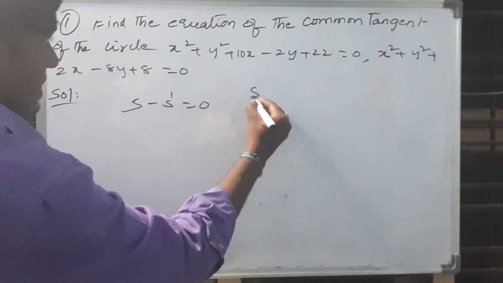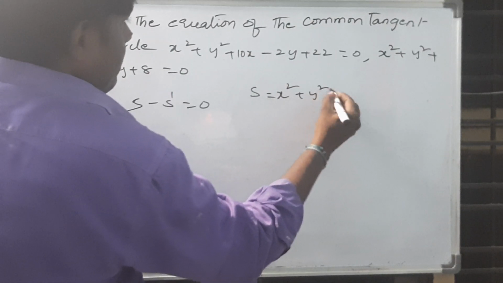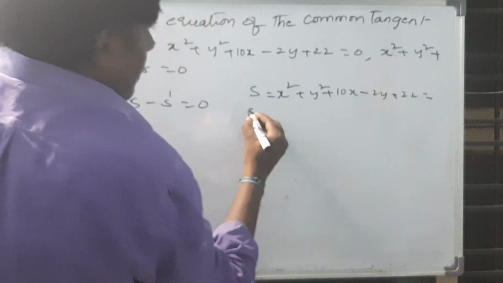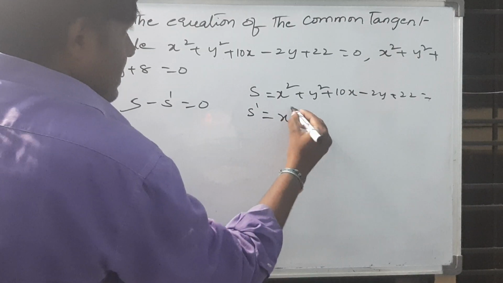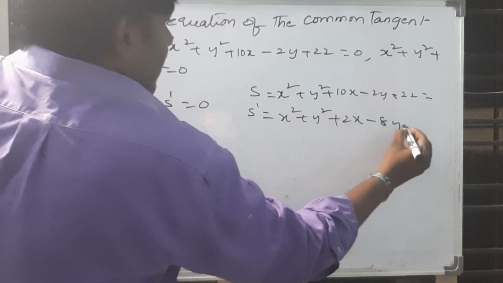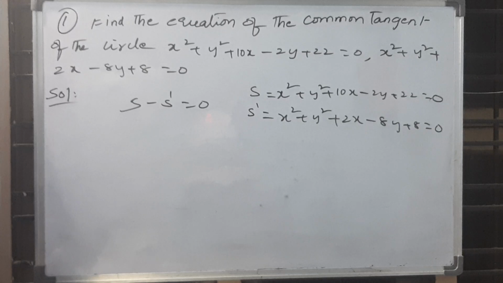So what is the formula for equation of common tangent? S minus S dash is equal to 0. So what is S? S is the equation of the first circle. What is the equation of first circle? X square plus y square plus 10x minus 2y plus 22 equal to 0. S dash is the equation of the second circle. X square plus y square plus 2x minus 8y plus 8 equal to 0. So we want the equation of common tangent. S minus S dash equal to 0.